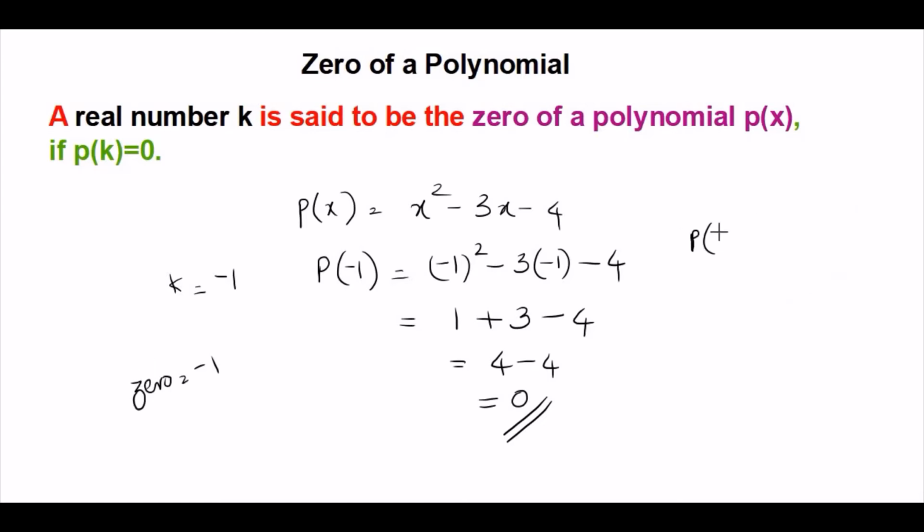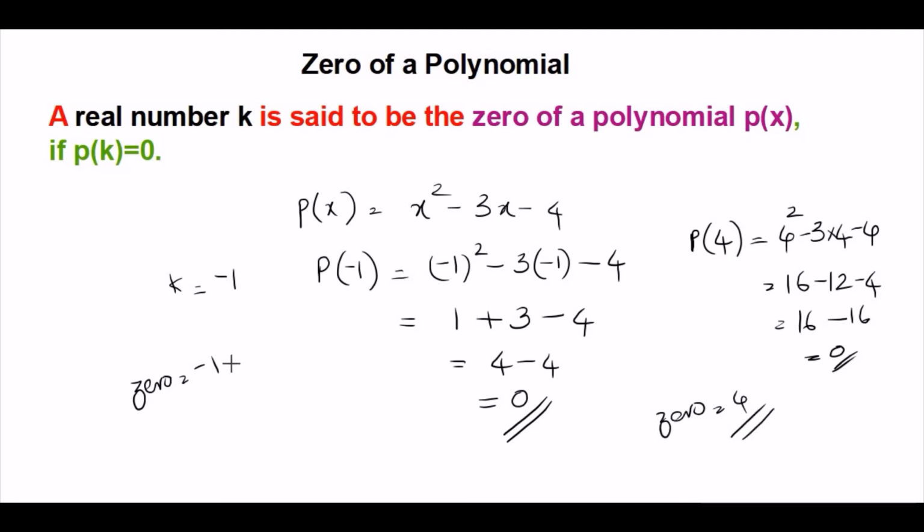Now if you check by replacing the value of x as 4, you can see 4 square minus 3 into 4 minus 4. That is 16 minus 12 minus 4. 16 minus 16 equal to 0. So here 4 is a zero of this polynomial. So you got here two zeros, that is minus 1 and 4. When you replace these two values for x, you get the value of the polynomial as 0. So these values of k are called the zeros of the polynomial.